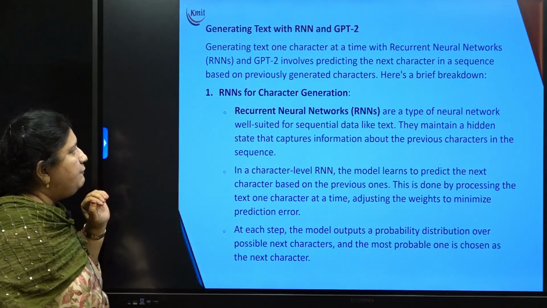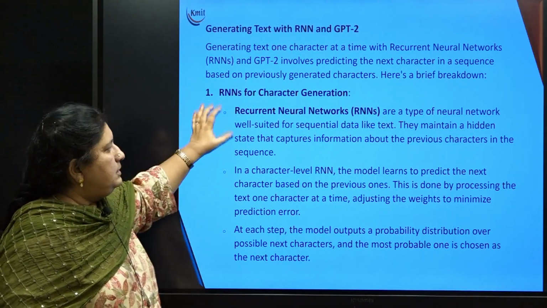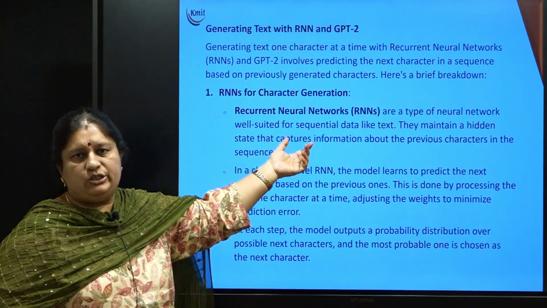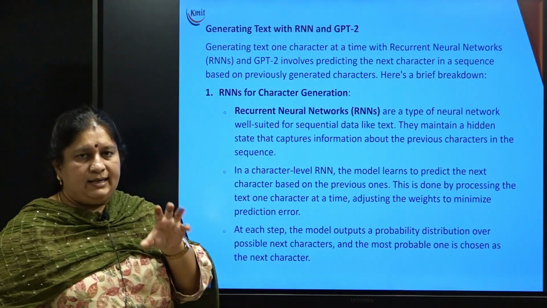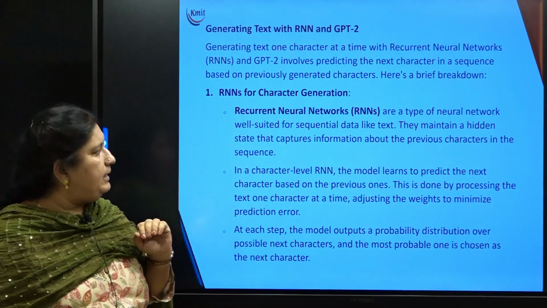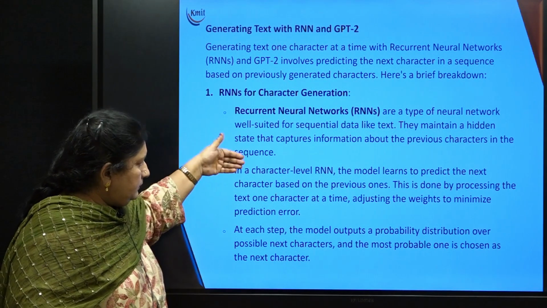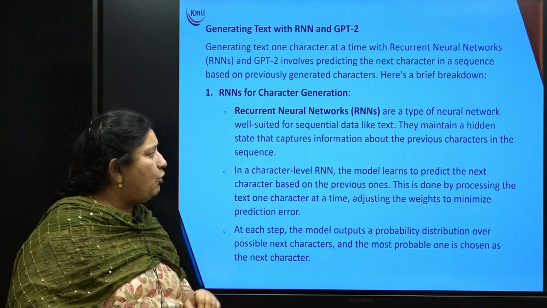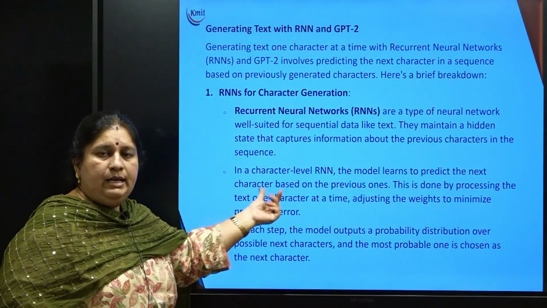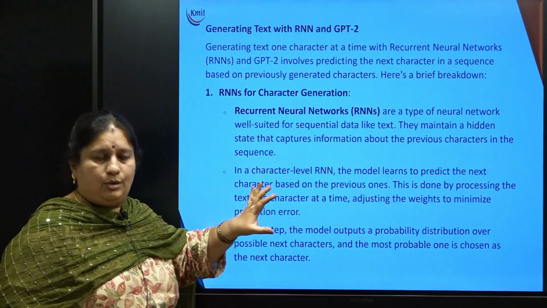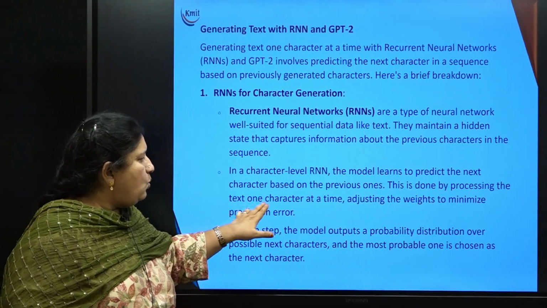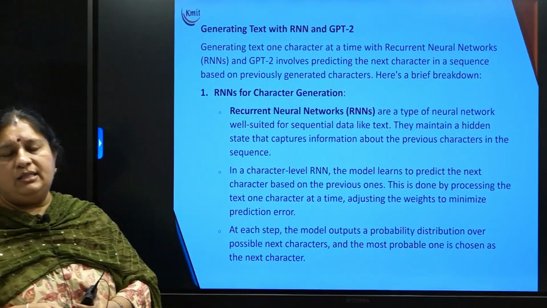When you are using RNN for character generation, RNN is a type of neural network, we know, the recurrent neural network. It is well suited for sequential data, right? So what exactly does an RNN do? It maintains a hidden state about the already generated characters in the sequence. In the character level RNN, the model learns to predict what could be the next token or the next character based on the previously predicted tokens, right? This is done by generating one character at a time, and you are adjusting the weights.